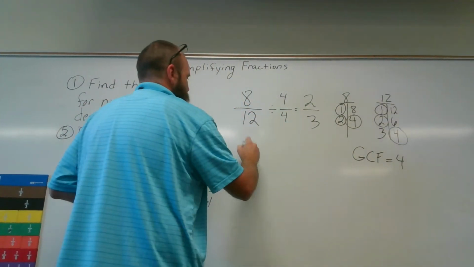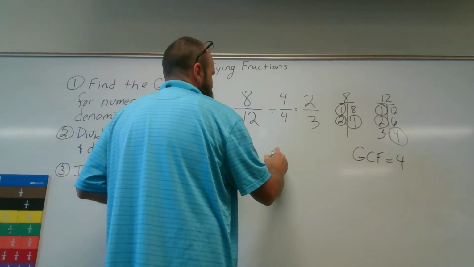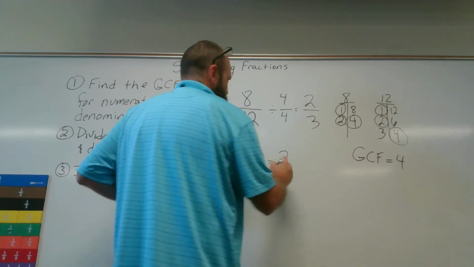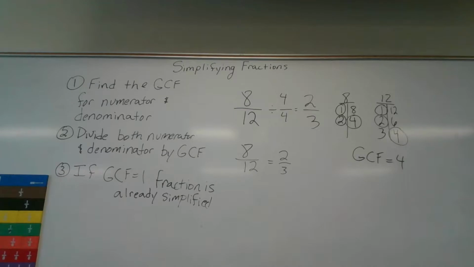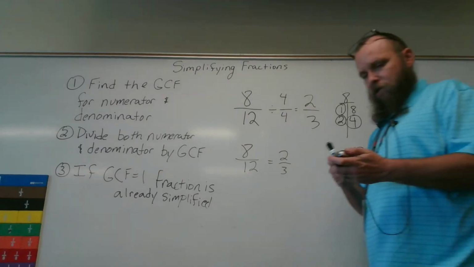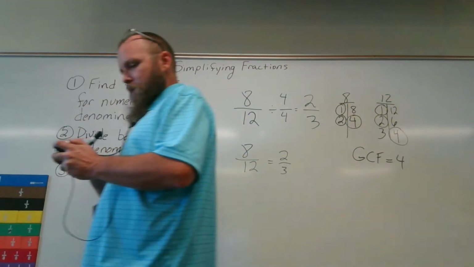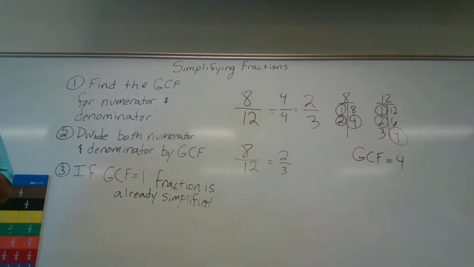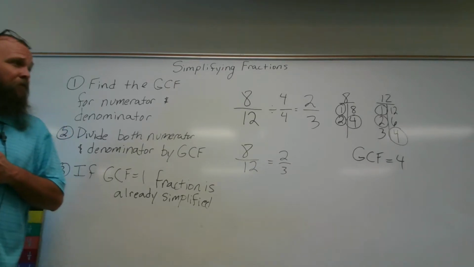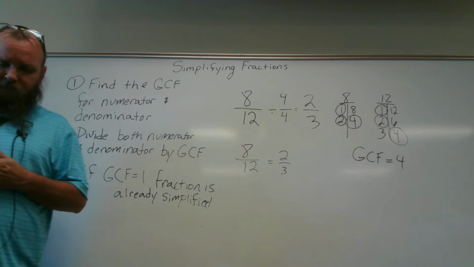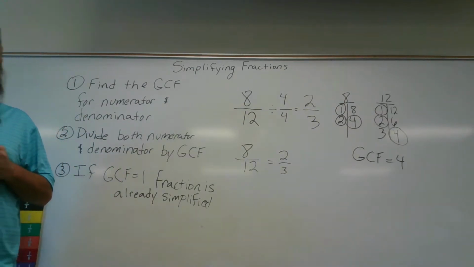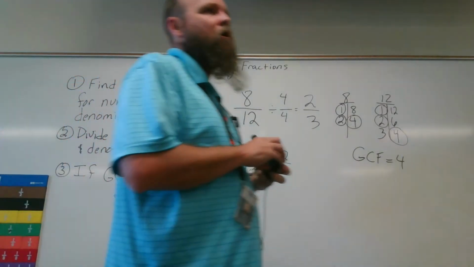So we have simplified 8/12 down to 2/3. Those fractions have the exact same value. If you change them to decimals, both of those would have the exact same value. Both of those would have a value of 67%, or 66.6666666%. It would just keep going.